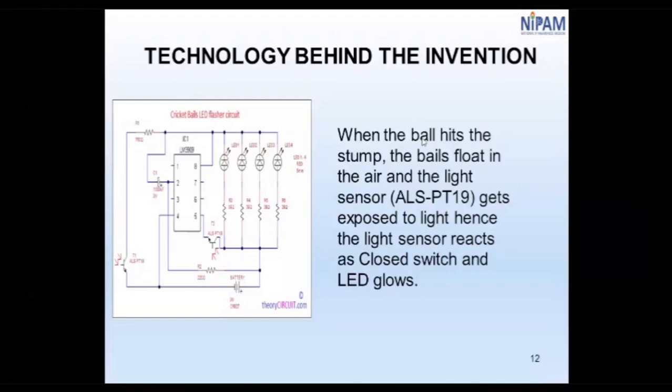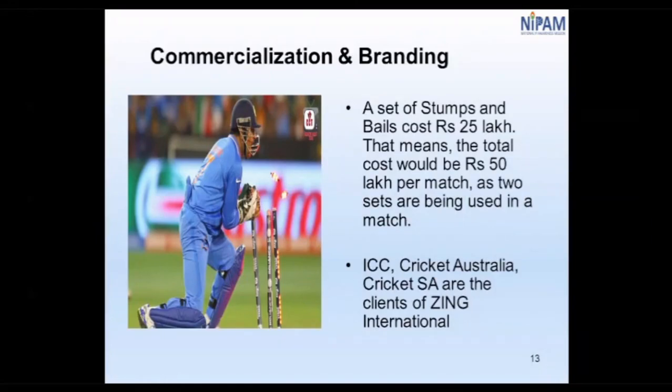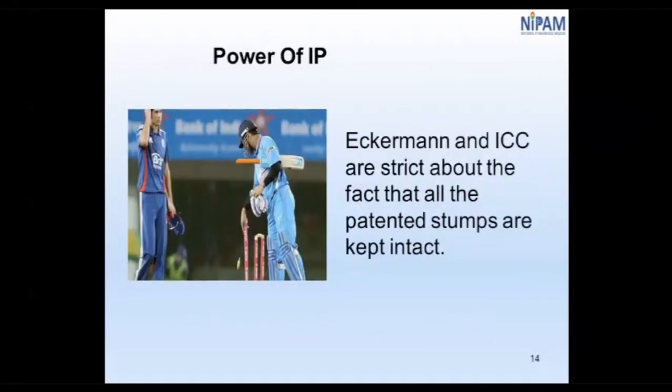Okay, so this is the circuit of the cricket ball LED flashes. So what does the inventor gain from the invention? Okay, one set of stumps, a single stump and bails, costs about 25 lakh. That means a total of about 50 lakh per month, because there are two sets being used in the market. So you see, one set of stump and wicket costs 5 pounds. Ackerman is strict about the fact that all the patented stumps are kept intact.